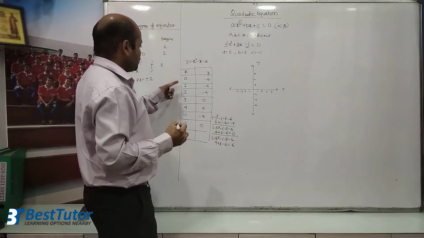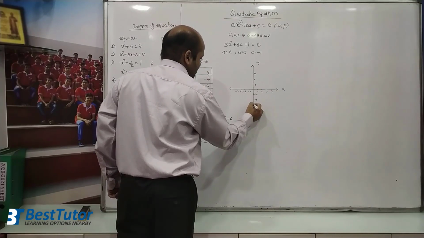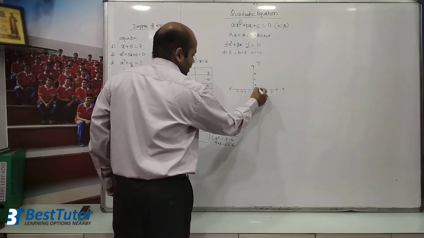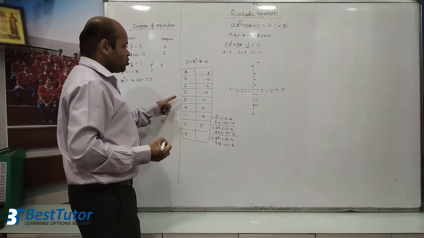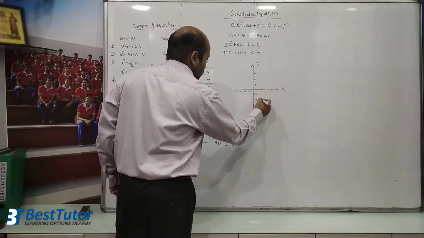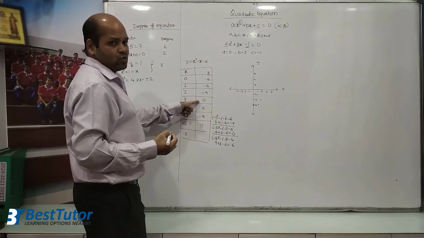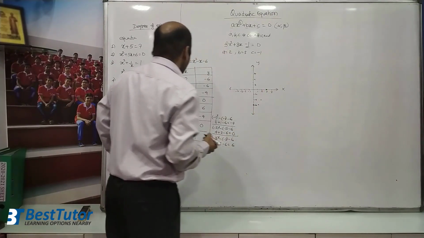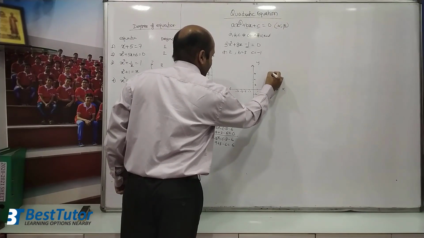Let's plot. For 0, what is the answer? Minus 6. When x is 0, y is minus 6. When x is 1, y is minus 6. Put x as 2, we have y as minus 4. Put x as 3, we get 0, that is here. Put x as 4, we get plus 6, so it is on top here.